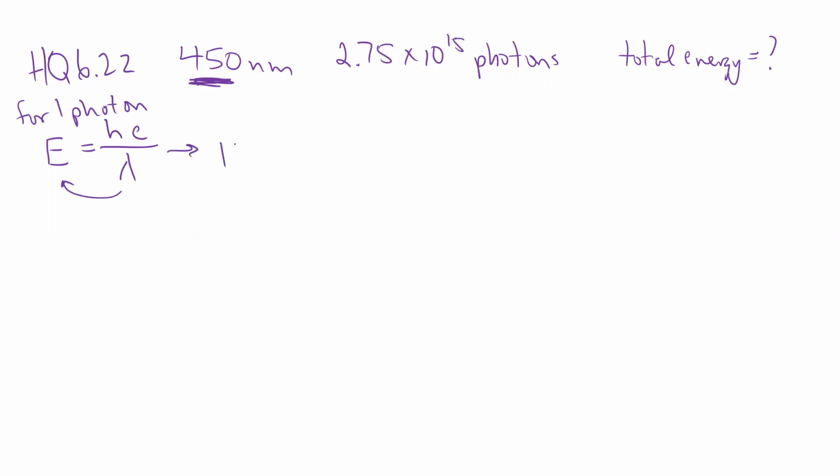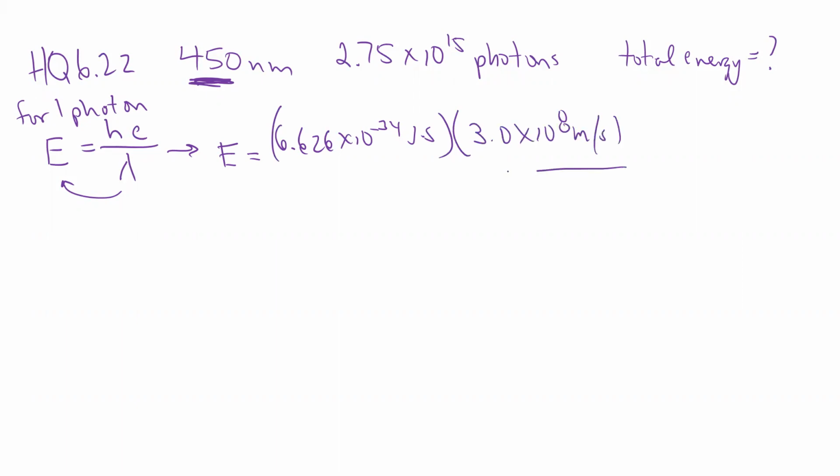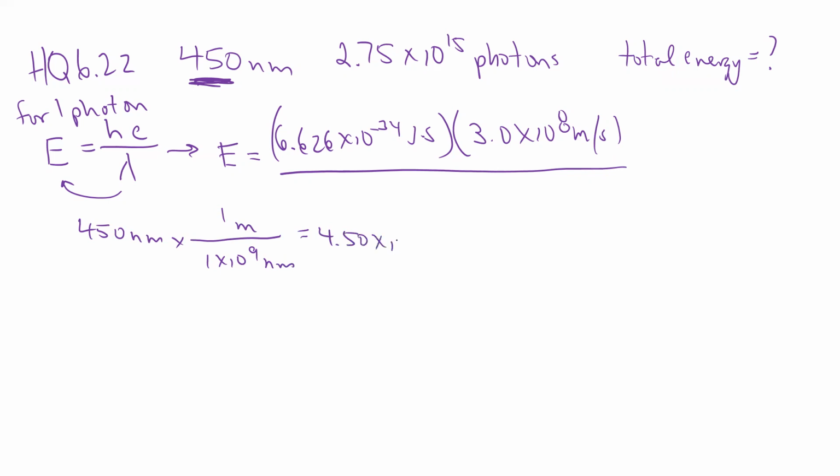So my energy equals Planck's constant, 6.626 times 10 to the minus 34 joules times seconds, and the speed of light, 3 times 10 to the 8 meters per second, over my wavelength. The wavelength needs to be in meters, so we'll go back and convert this 450 nanometers. 1 times 10 to the 9 nanometers is 1 meter, so I've got 4.5 times 10 to the minus 7 meters. Plug that in as my wavelength.